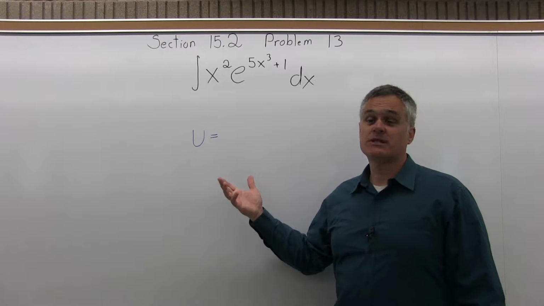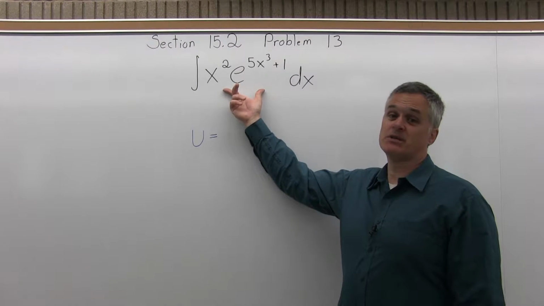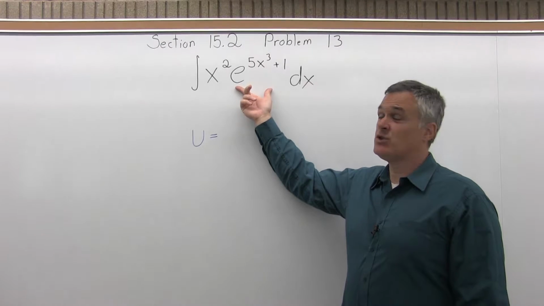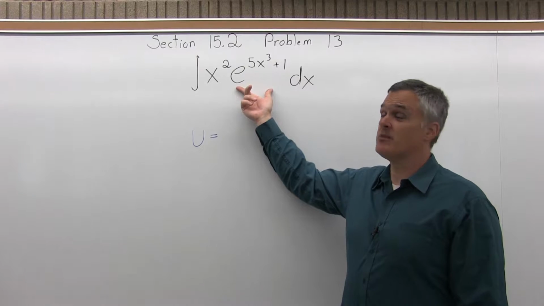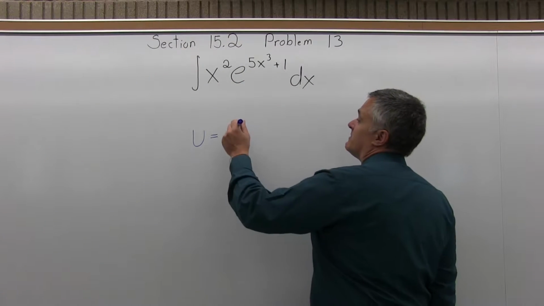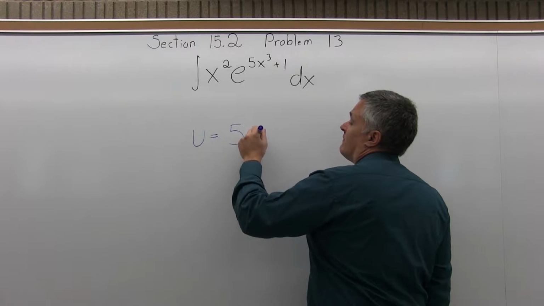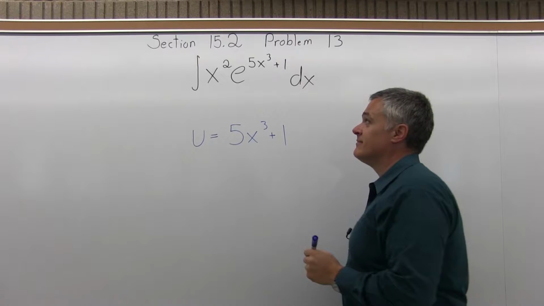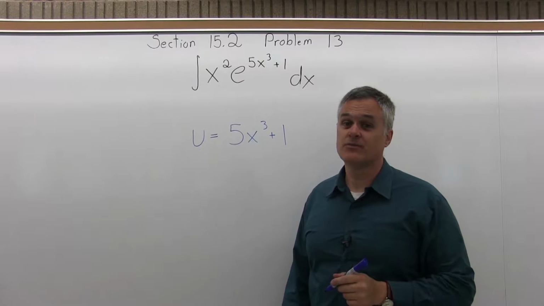So my typical choices are stuff in parentheses. This problem has no parentheses. Stuff under the root, there is no root. Stuff in the denominator, there is no denominator. It has to be the power of e. So the value of u must be 5x cubed plus 1. There's nothing else that fits.